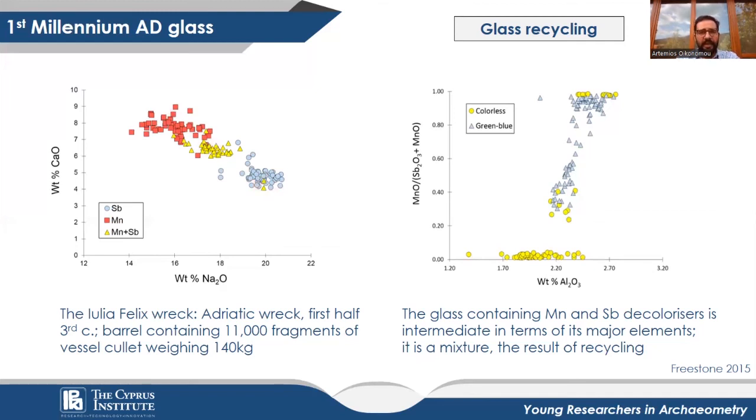Something similar is shown also in the second graph, where in the upper part we have the manganese decolorized glass, and in the lower part we have the antimony decolorized glass, while in the middle we have mixed glass, therefore recycled.